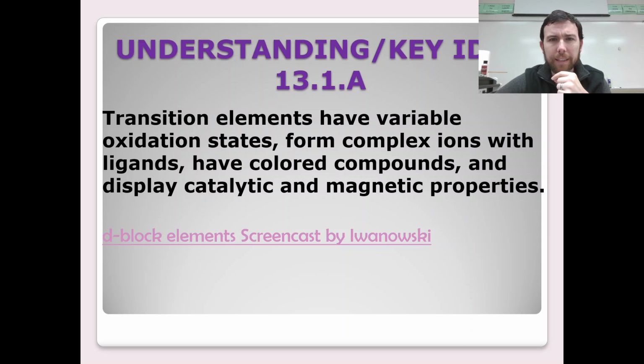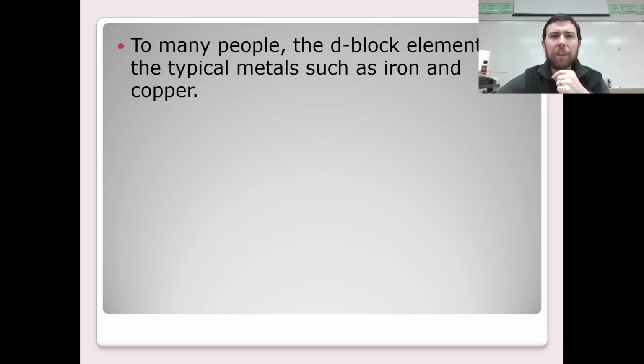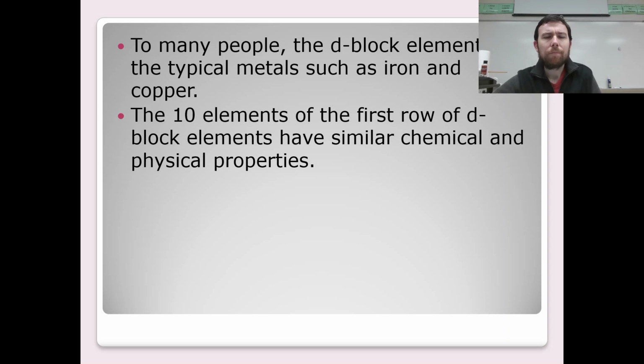So with that being said, we think about the elements that are in the D block, and most people think of those as like, okay, iron and copper, right? And when you look at the first row of the D block, those are elements that you find there, iron and copper, right? Now, when we think about specifically the first row of the D block, the 10 elements of the first row of the D block, those elements, surprisingly, have similar chemical and physical properties, right?